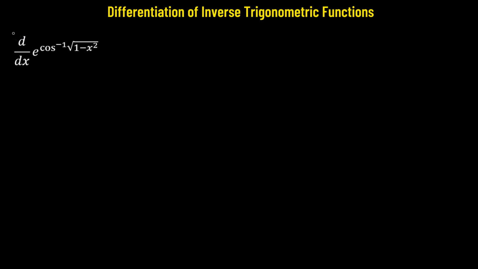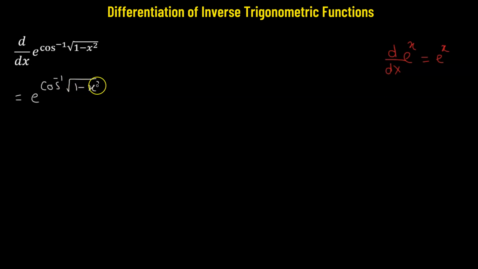Let's differentiate this particular function given by e raised to the power of cosine inverse of square root of 1 minus x squared. To perform this differentiation, we will begin by differentiating the exponential function first. Differentiation of the exponential function gives the function itself. So here we have e raised to the power cosine inverse of square root of 1 minus x squared, and the differentiation will be e raised to the power of the exponential function itself.